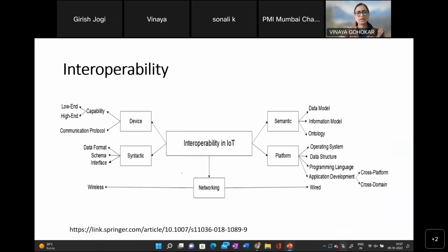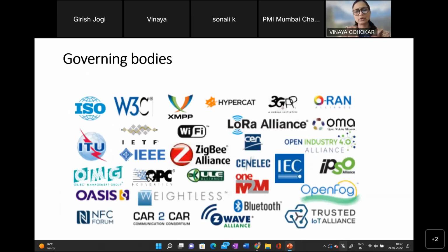So there are n number of ways where interoperability is required: the low-end or high-end capability of the devices or the networks, the semantics, the platforms. In order to bring it about, there are many governing bodies, like ISO, W3C, ITU, IEEE, ZigBee. These governing bodies are helping us in interoperability so that one device can be used in different ways.